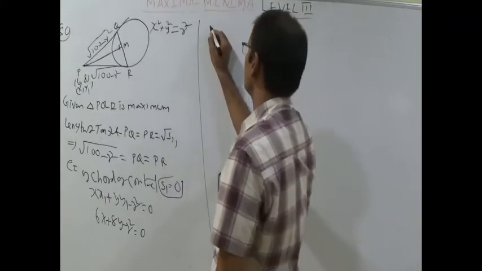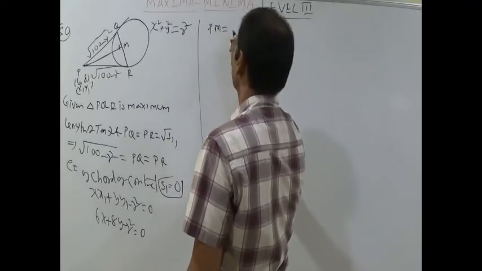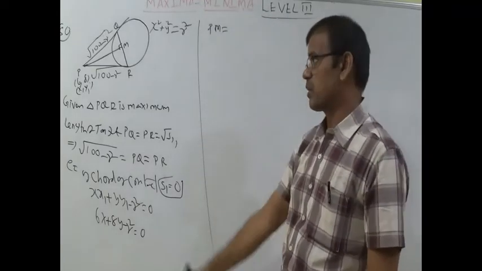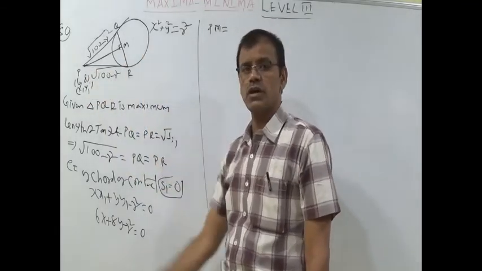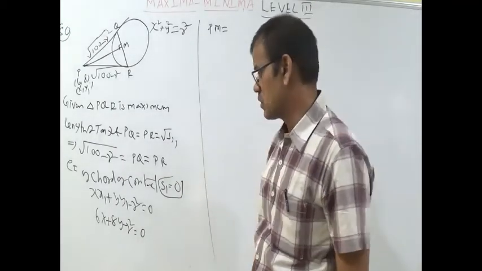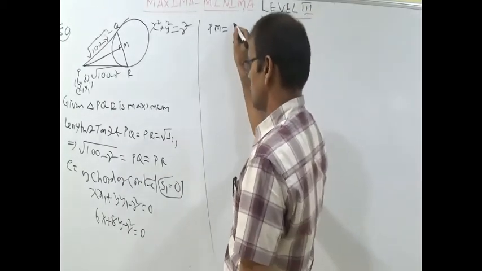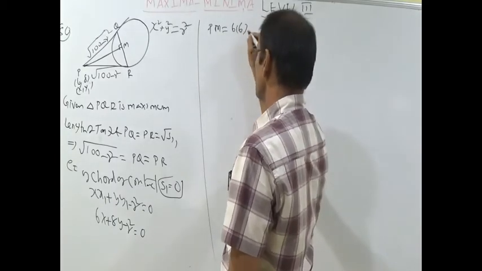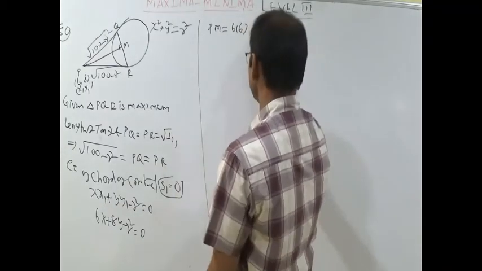Now I am writing PM is equal to, students, I said previously the perpendicular distance from P to the chord of contact. We know the formula, modulus of ax1 plus by1 plus c by root of a square plus b square. So here you can write 6 into 6.